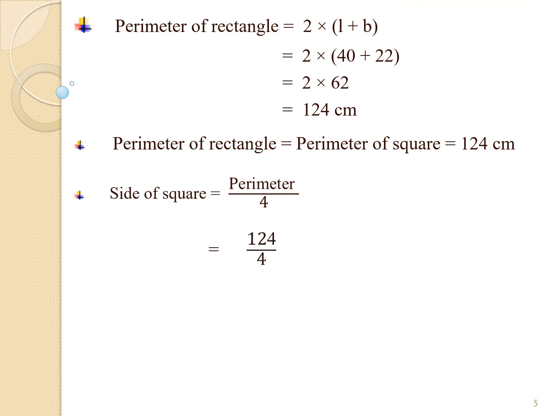Now, dividing 124 by 4, we get 31. Thus, side of a square equals 31 centimeters.